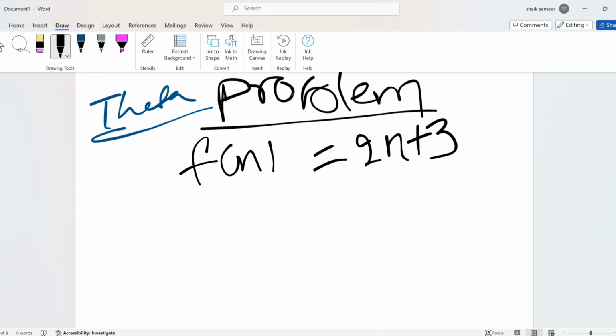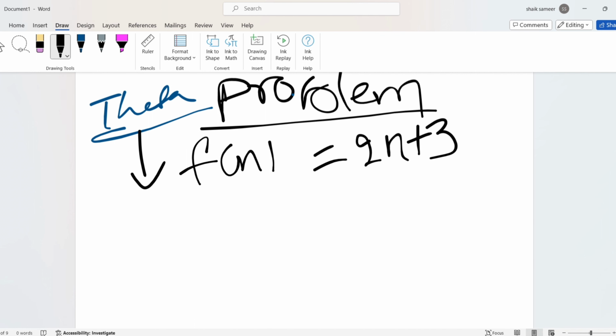Before going to this, theta notation is the average bound condition. It is used in average case scenarios. It is both the upper and lower bound, so it is also called the average case scenario and average bound.